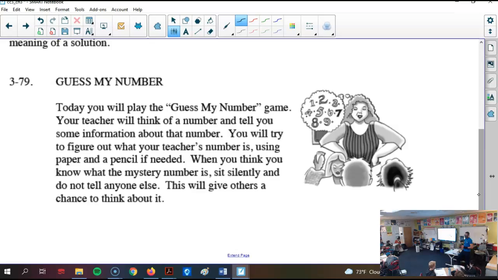I'm thinking of a number that when I double that number and add 4, are you ready for this? When I double my number and add 4, I get my number plus 7. Double my number plus 4 more gets my number plus 7.